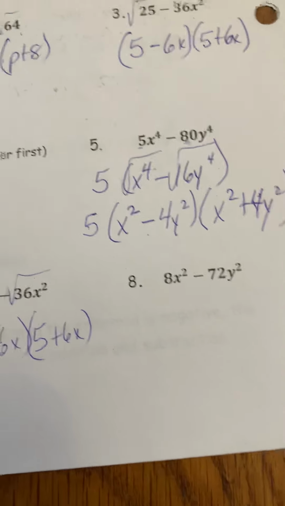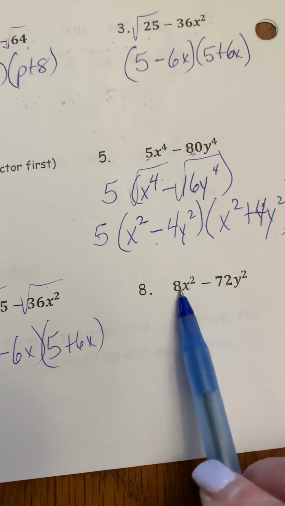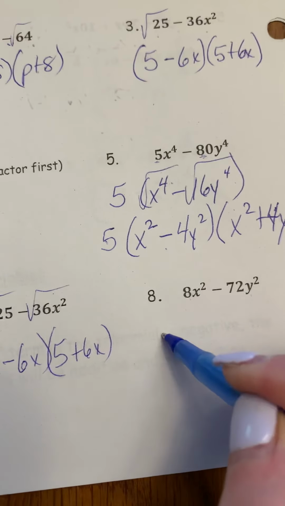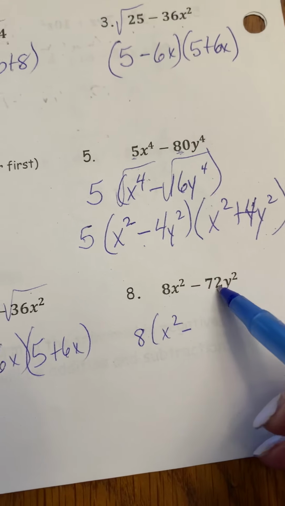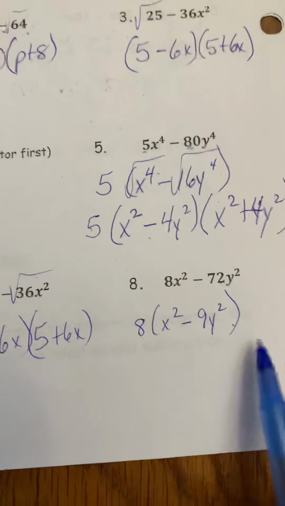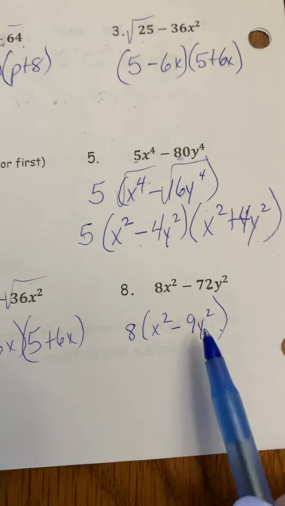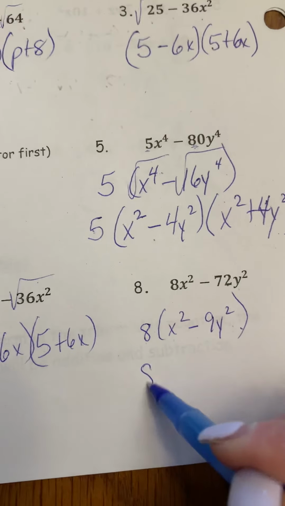Now, 8. That's not working. But if you know your times tables well, you know that we can take out a greatest common factor. And that greatest common factor would actually be 8. X squared minus, and 72 divided by 8 is 9. And lo and behold, now we're back at two perfect squares. It's a binomial separated by a minus sign, so we know we can continue factoring.